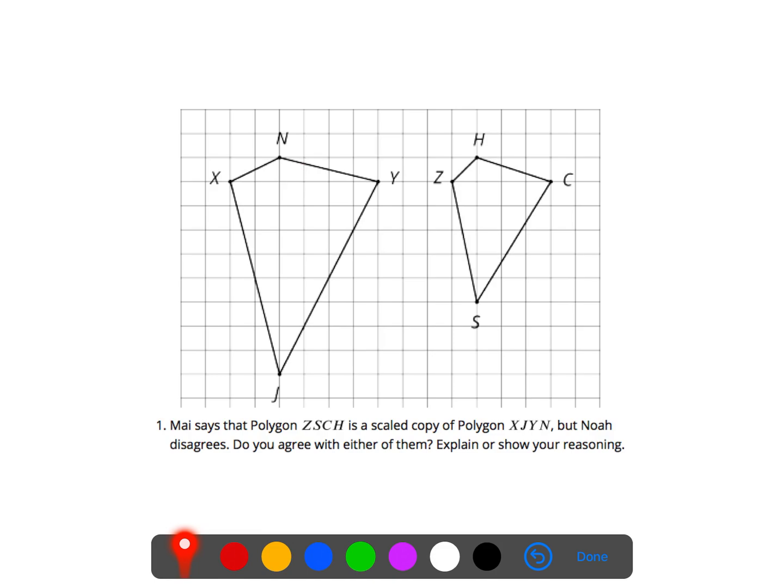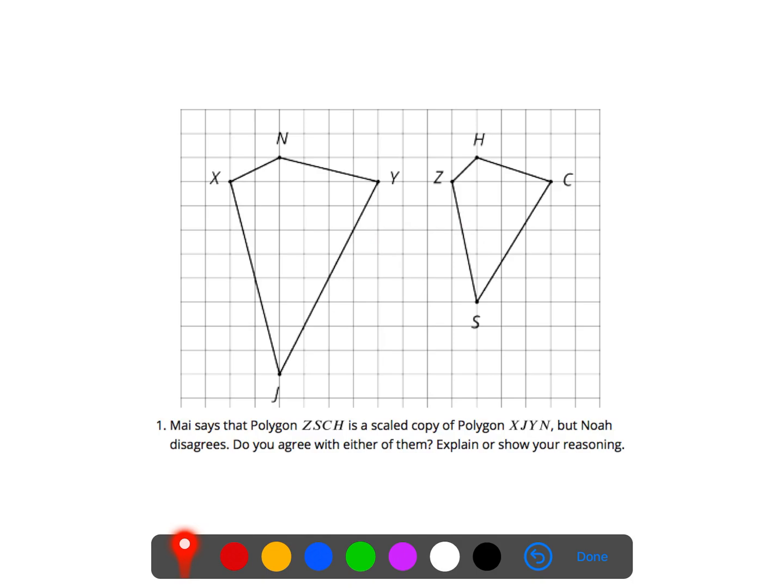What we need to decide is who we agree with. Is it Mia or Noah? Who is correct with that comment? Are these 2 figures scaled copies? Well, since they look similar, really what we need to do is get some measurements.